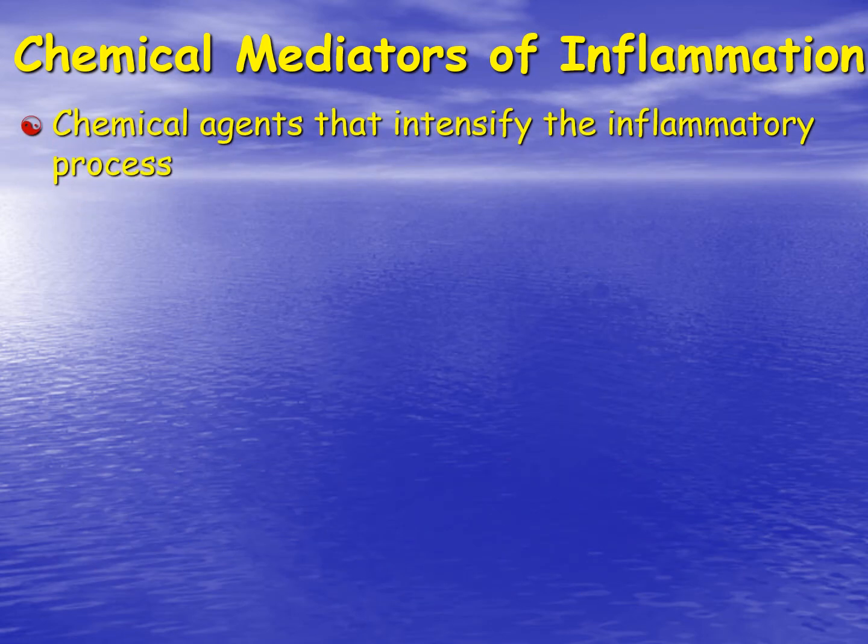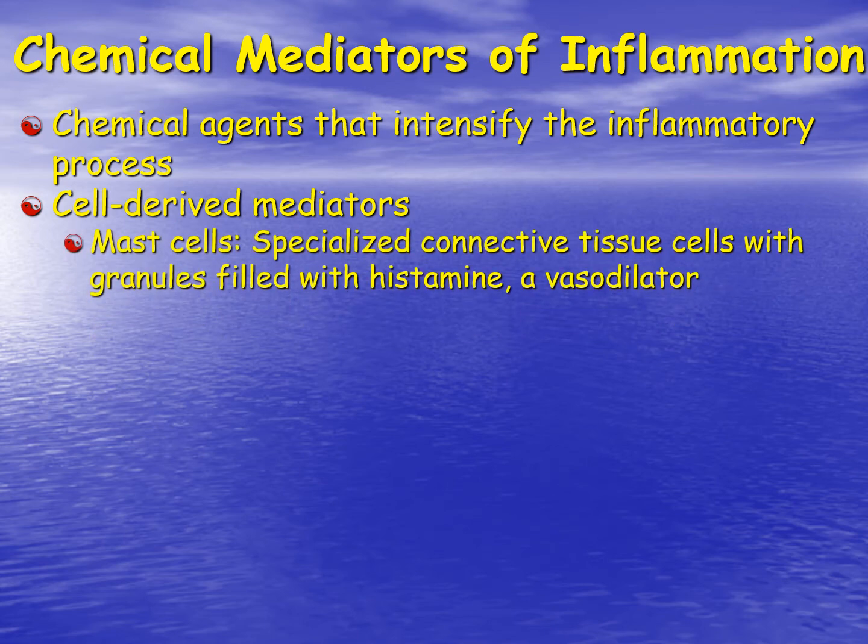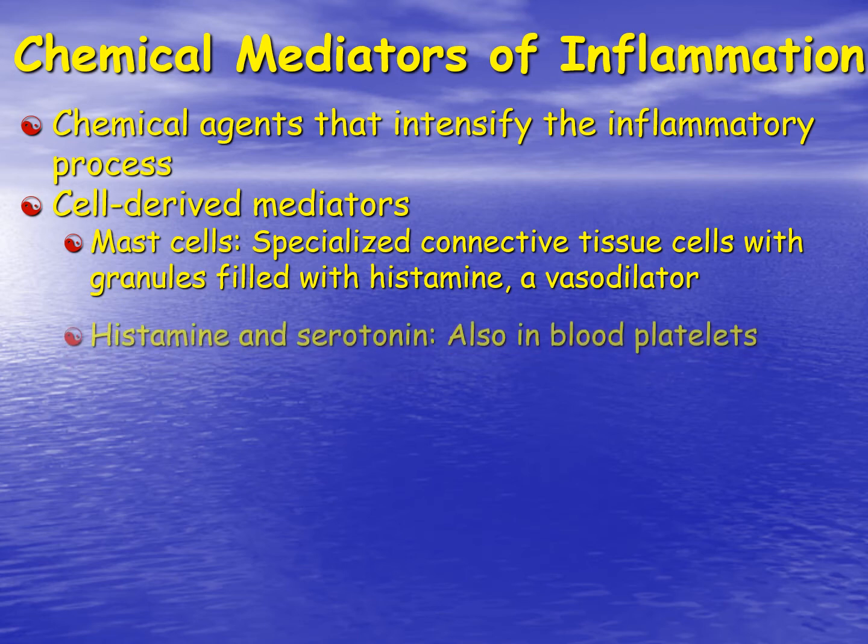Now, what are some of these chemical mediators of inflammation? Well, we have a group known as cell-derived mediators, and most of these come from the mast cell, but not all. So the mast cells actually are filled with granules normally, and these granules are filled with primarily histamine. Histamine is a potent vasodilator. When injury occurs, mast cells release these granules of histamine into the extracellular fluid compartment. This process is known as degranulation of the mast cells.